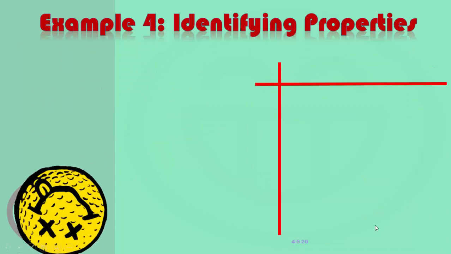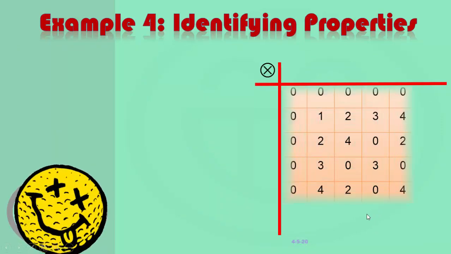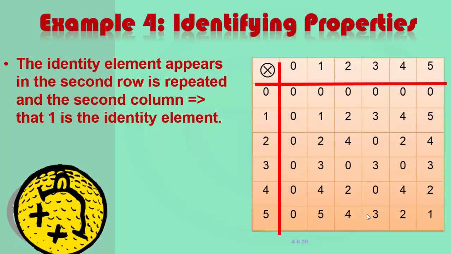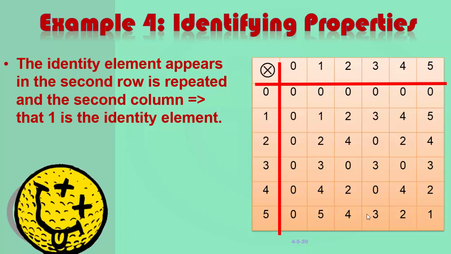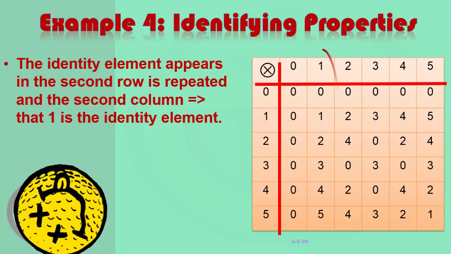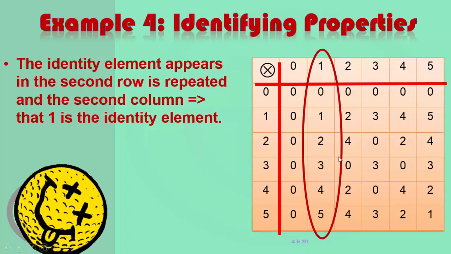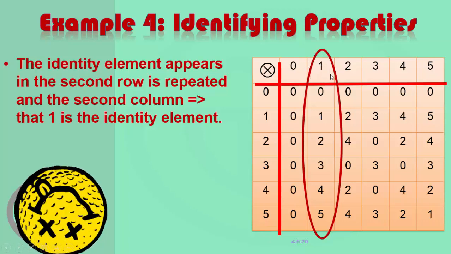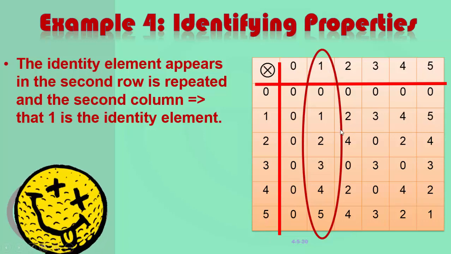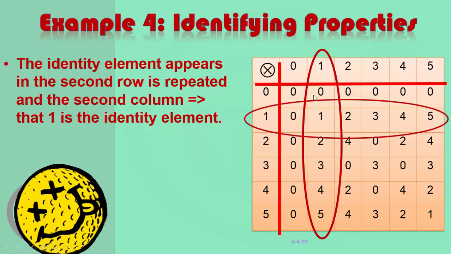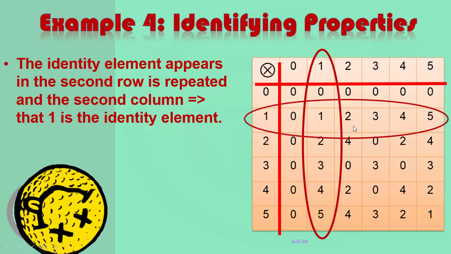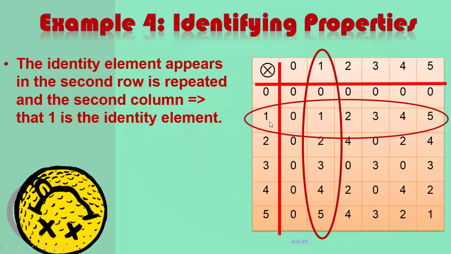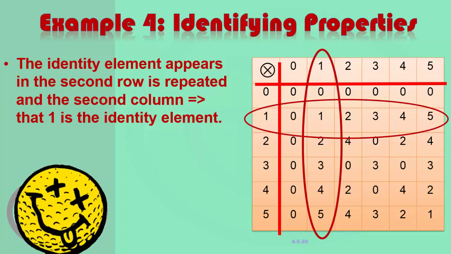Now let's see if the identity property holds. So the identity element in the second row is repeated in the second column. This implies 1 is the identity element. So here, as we see, 0, 1, 2, 3, 4, 5, 0, 1, 2, 3, 4, 5, and here's 1 up here. Let's try it for the rows. And indeed, it's true. 0, 1, 2, 3, 4, 5, and here is the 1. So it appears as though 1 is the identity element.